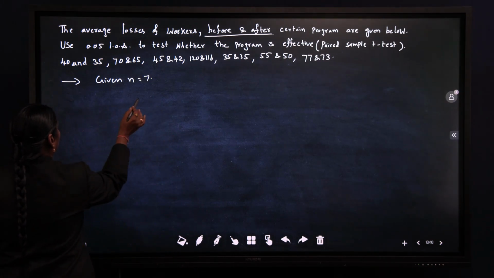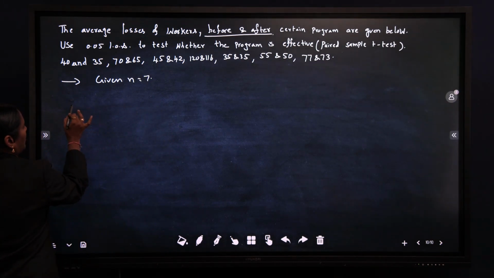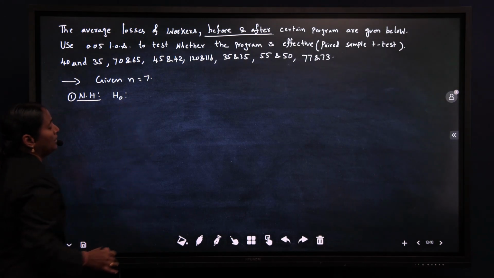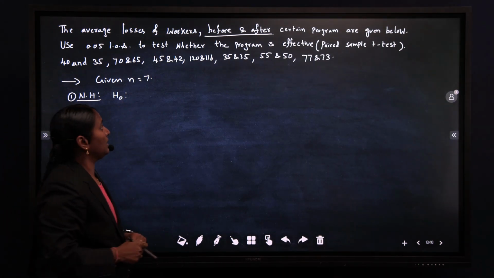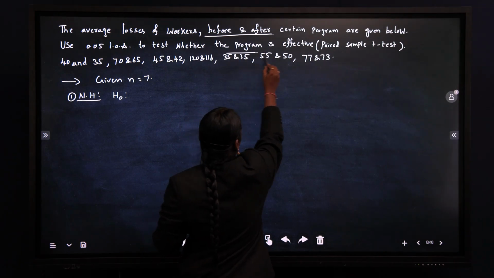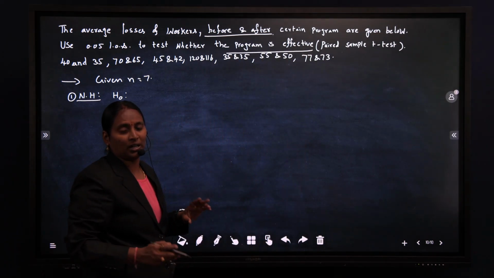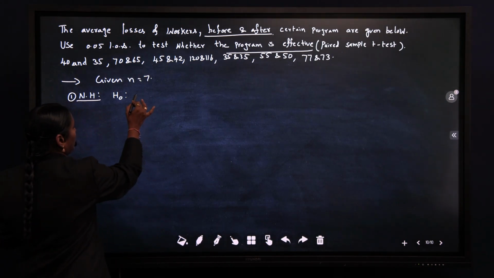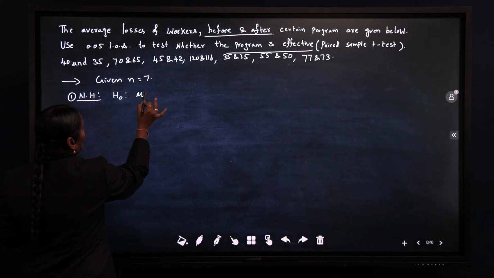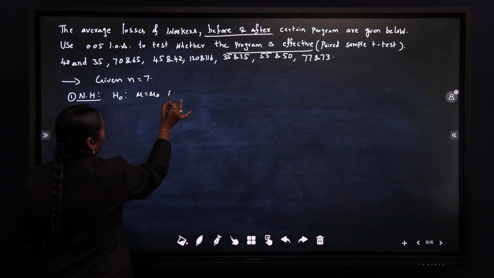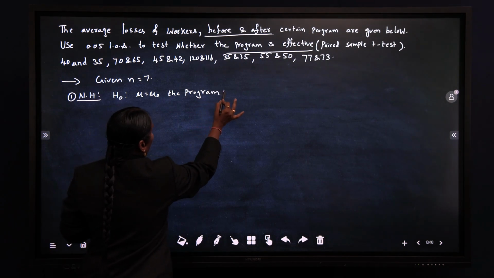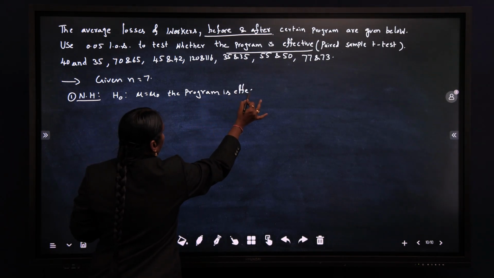Now let us see the first step, the null hypothesis, denoted by H naught. In the given problem, they are asking whether the program is effective. So we take H naught: mu is equal to the specified mean mu naught. It means that the program is effective. So we define here that the program is effective.